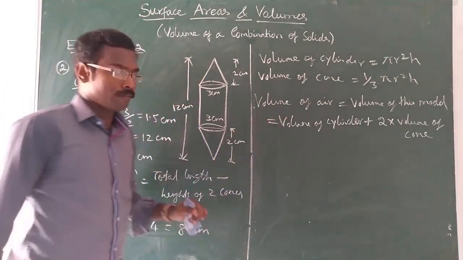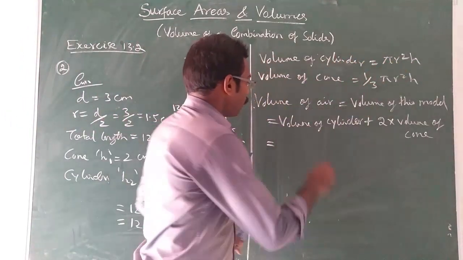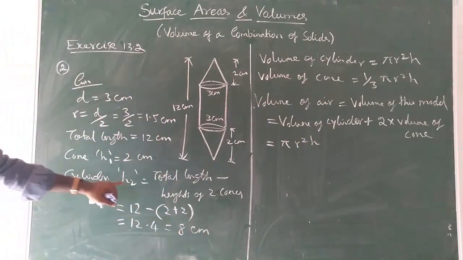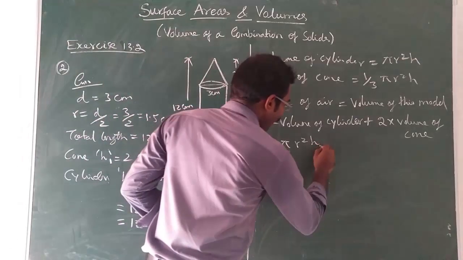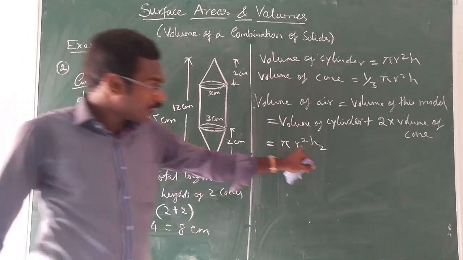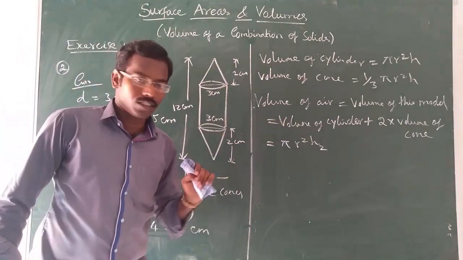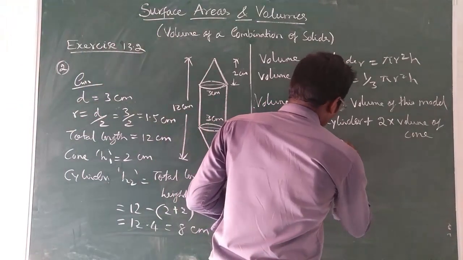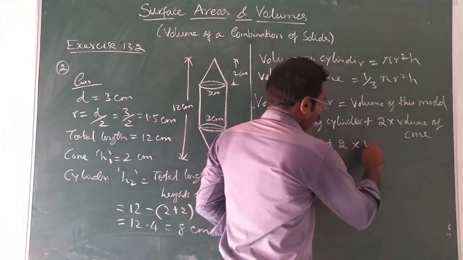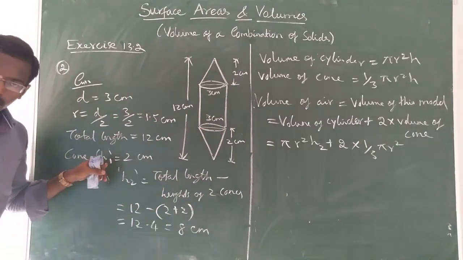Now, that is equal to volume of cylinder, formula is pi r square h. Now you see cylinder height we have taken as h2, so here please write h2. You can take it as h1 or h2, no problem. Why? Because you should not confuse between cylinder's height and cone's height. Then plus 2 into volume of cone is 1 by 3 pi r square h. Cone's height I am taking as h1.